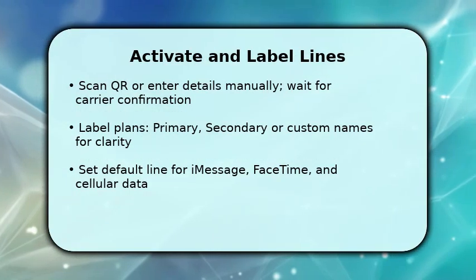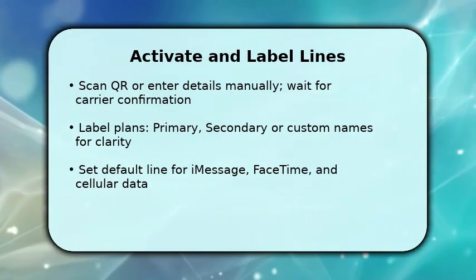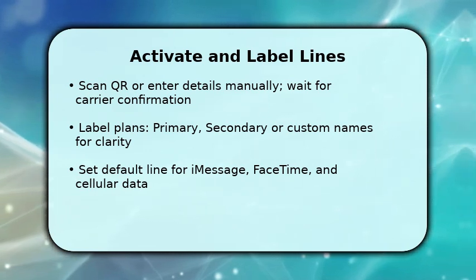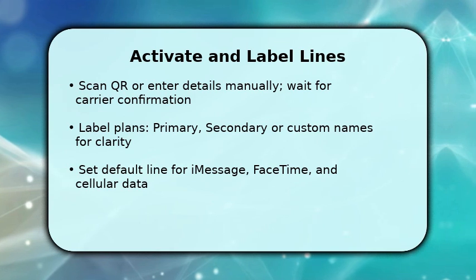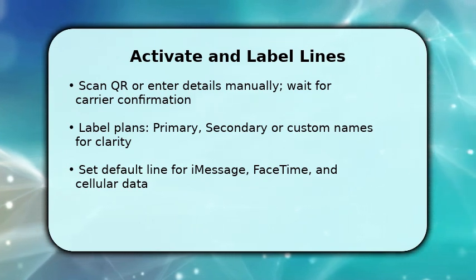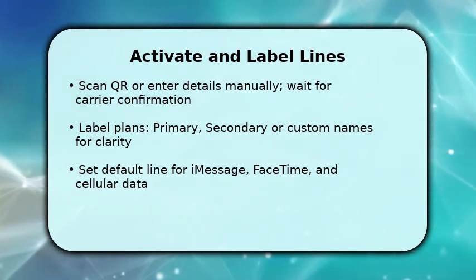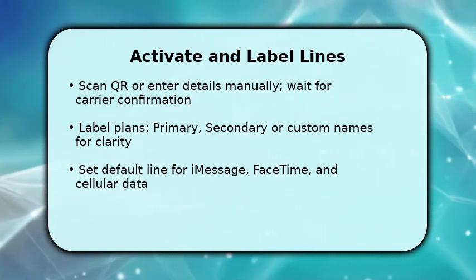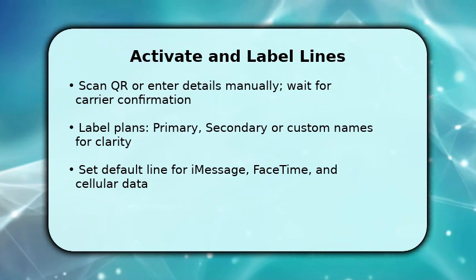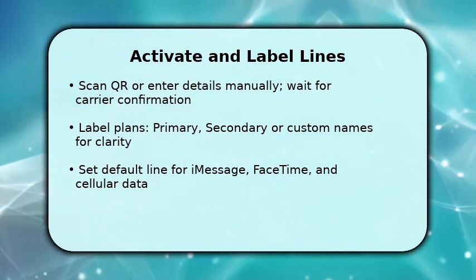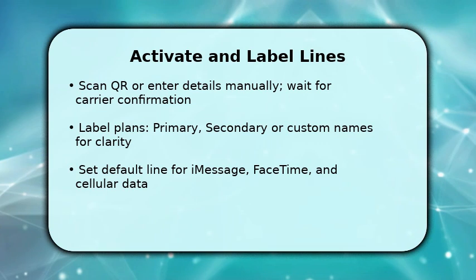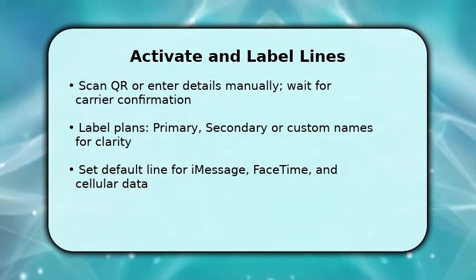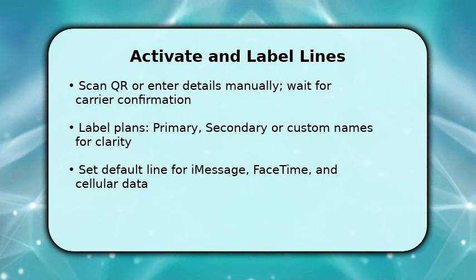You will now activate and configure how the two lines behave. After scanning the QR or entering the eSIM activation code, wait for carrier confirmation. The plan may take a minute to appear. Once active, tap the new plan and choose labels like primary and secondary to avoid confusion. Then set your default line for iMessage, FaceTime, and cellular data. Make sure to toggle Allow Cellular Data Switching if you want automatic data use when calling with the other line.